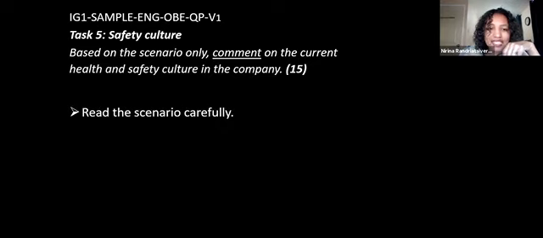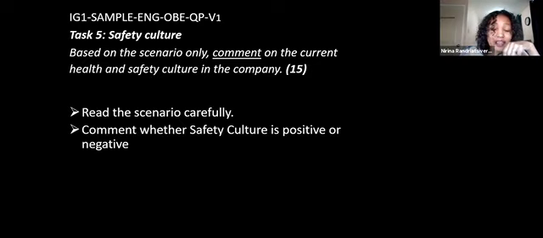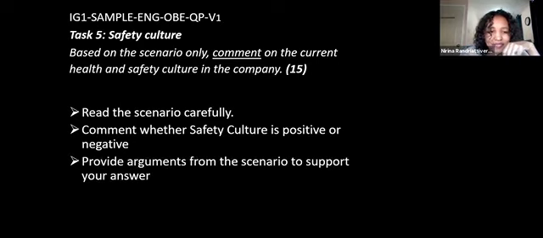The first thing to do is to read the scenario carefully. Try to understand the scenario, because the question says based on the scenario only. Then comment whether the safety culture is positive or negative, or could be both. You could say there is something good, however there is something not good because of this and that. So state your opinion: what do you think about the health and safety culture based on the information you've read in the scenario? And then provide arguments from the scenario to support your answer.